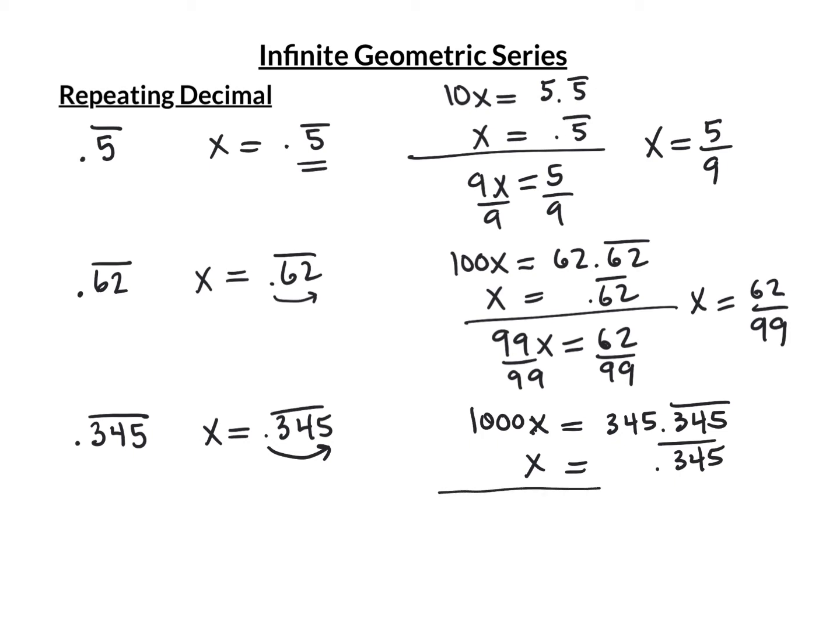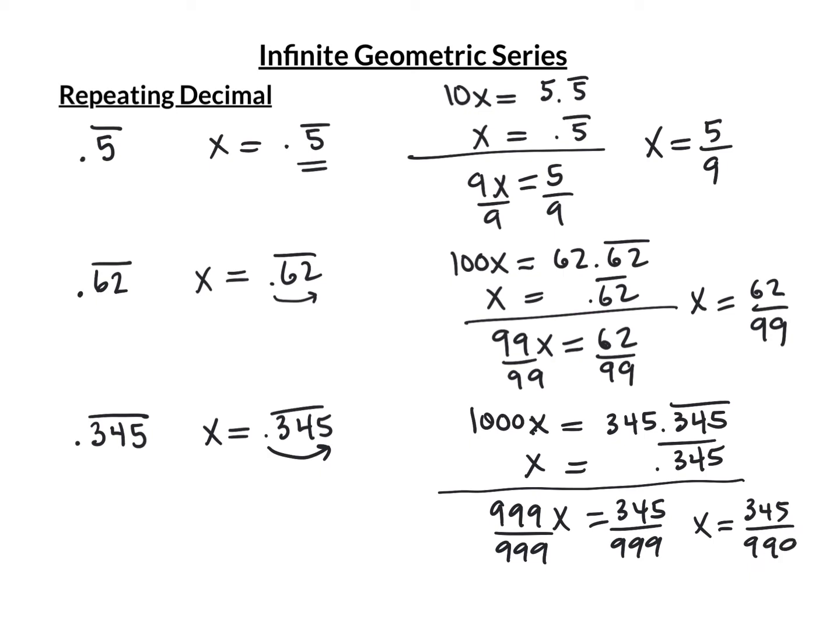Subtract them. 999x equals 345. And divide by 999. And x equals 345 divided by 999. By the way, occasionally you can end up with a fraction that reduces.